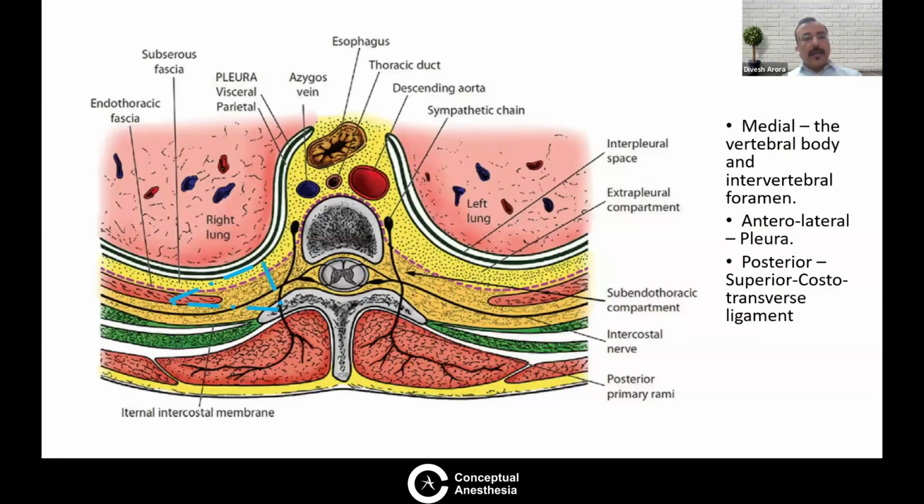So let's understand the anatomy of the thoracic paravertebral space. This is a space situated adjacent to the vertebral bodies. On the medial side, as you can see in this cross section, is the vertebral body and the intervertebral foramen.